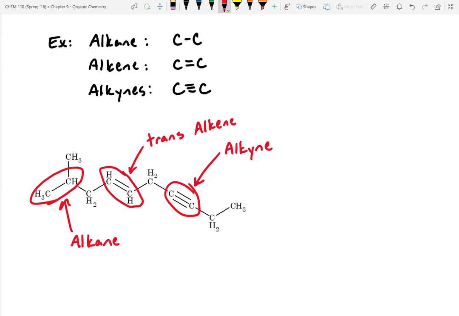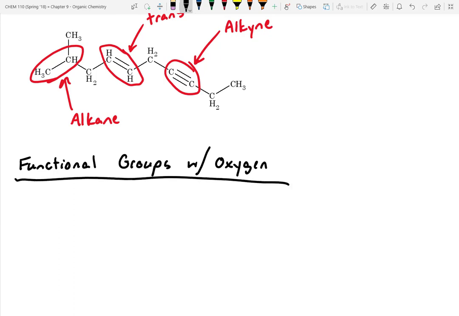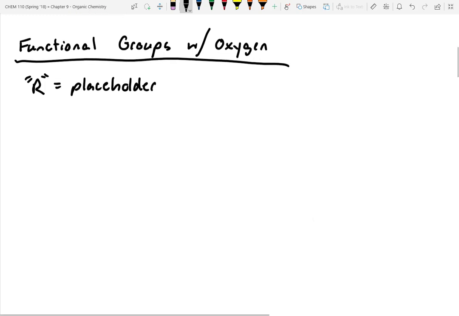However, like I said yesterday, your body is made up of a lot of oxygen and nitrogen too. So we've got functional groups with oxygen and nitrogen. We'll start off with the oxygen ones. Whenever I draw these, essentially I'm going to use an R group as a placeholder. Basically it's just like an empty filler thing. And we're going to start off naming all the different functional groups that contain oxygen. So first one we'll do is alcohols.